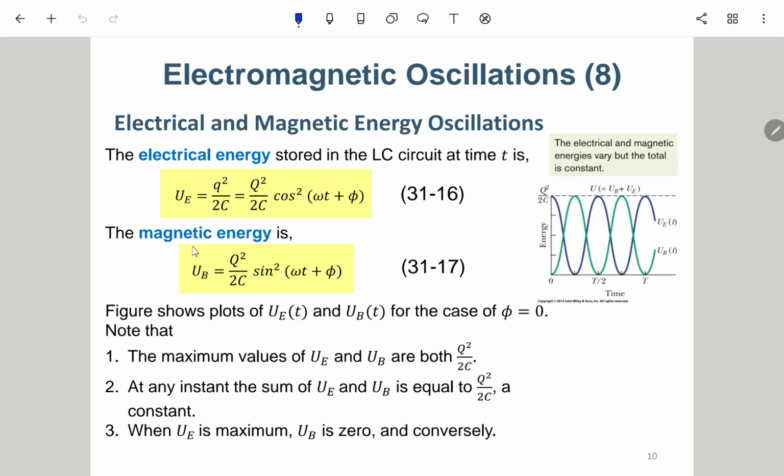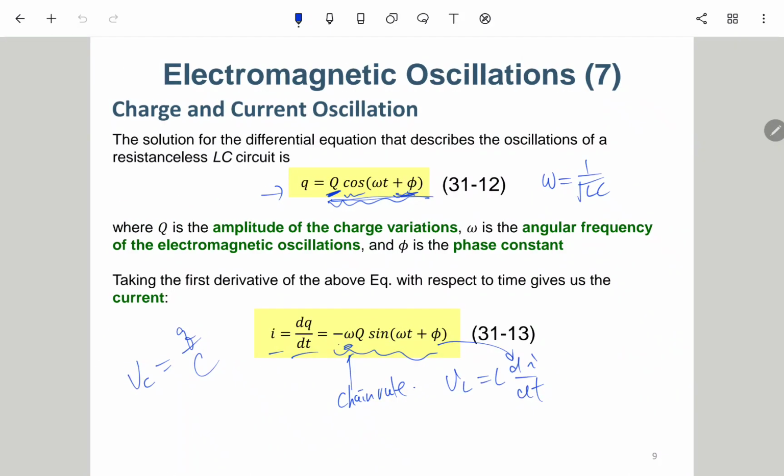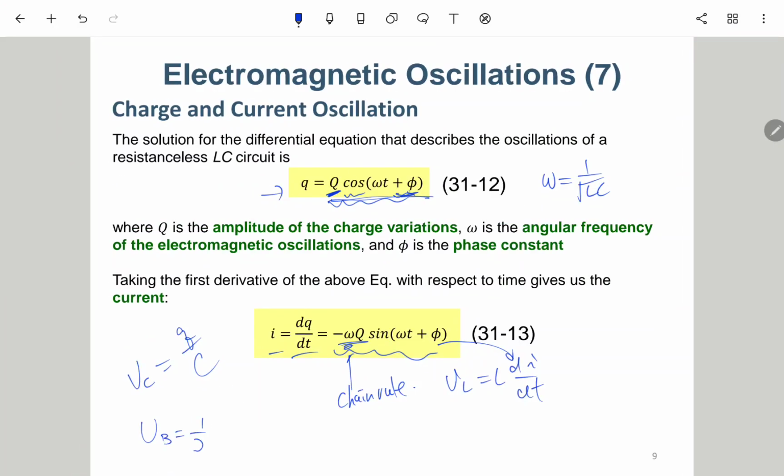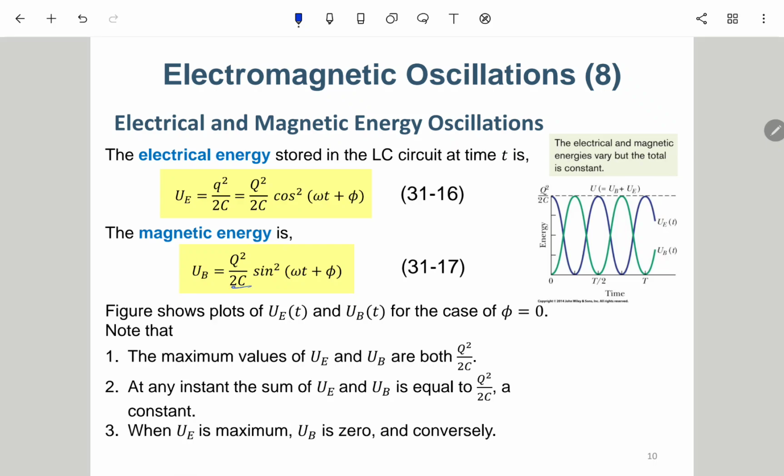And for the energy stored in the B field, we have UB, which is actually the same thing. UB here is 1/2 L i square, which is 1/2 L, and then i square will be omega square Q square sine square of omega t plus phi. The square of the negative sign becomes positive.